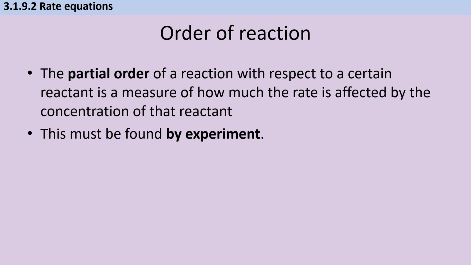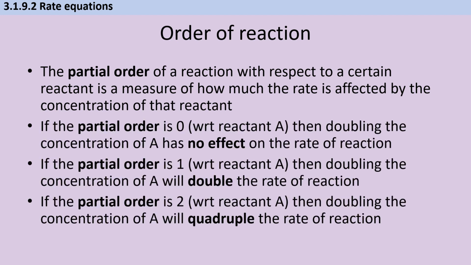For any reaction, we can work out something called the order of that reaction, and this is the sum of all the partial orders of all the reactants in that reaction. This gives information about how the rate of reaction can be controlled, and it's determined by experimental data, not just by looking at the equation for that reaction. For the purposes of A-level, you have 3 options, so determining partial order is really a multiple choice question.